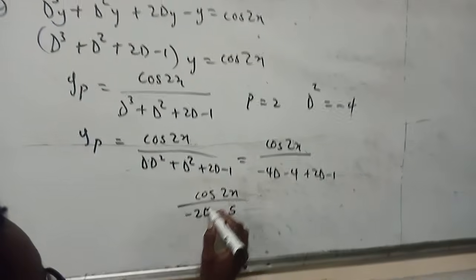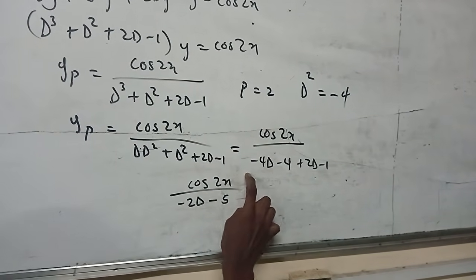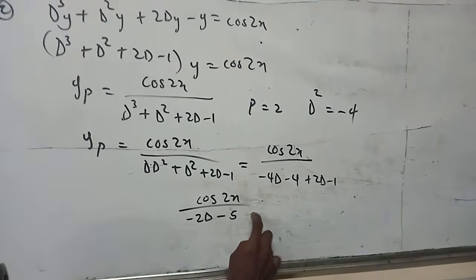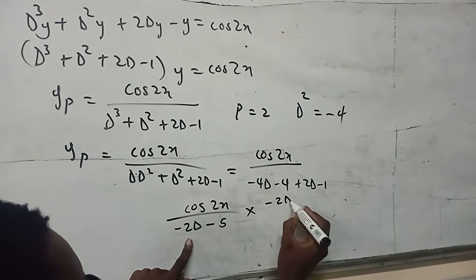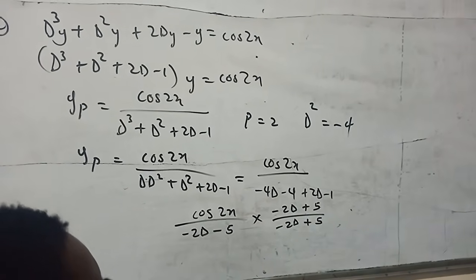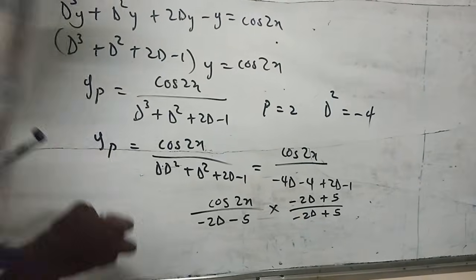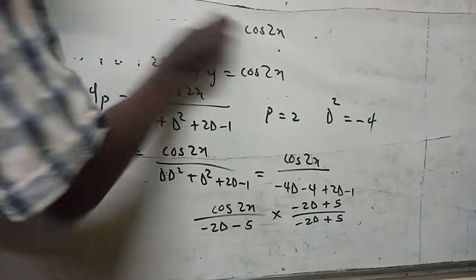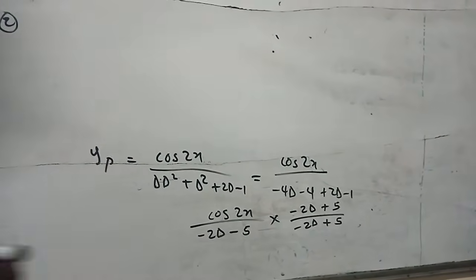So now, since we have something like this here, what we are going to do next is to multiply both the numerator and denominator by the conjugate of this. Multiply it by minus 2d plus 5 over minus 2d plus 5. You get what I just did here? So after we multiply it by the conjugate, we are going to get something like this.